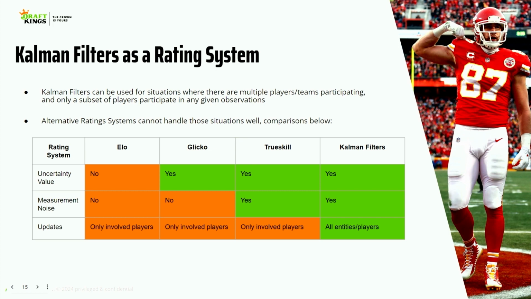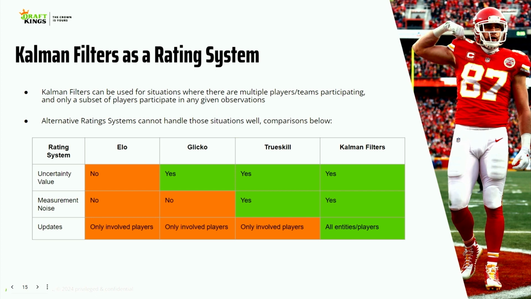ELO doesn't have that. Then the measurement noise, so how much certainty you have in the measurement. ELO and Glicko, which is kind of an extension to ELO, if you don't know, neither of those assume any measurement noise, which basically means they tend to overfit a bit. Kalman filters, as I've already explained, have that, which is good. And then the updates. This is probably where Kalman filters really shine.